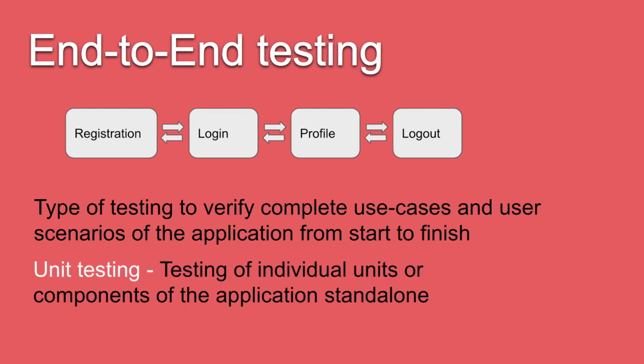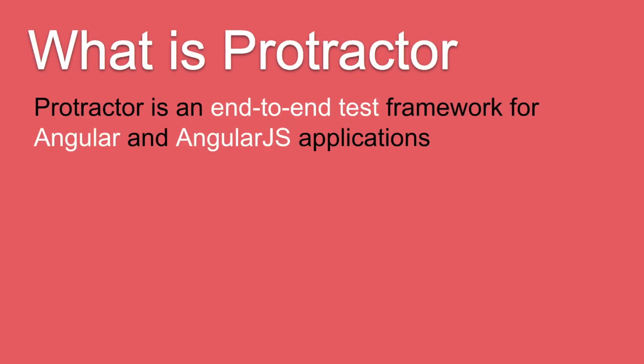Whereas if I talk about unit testing or component testing, it is for testing the individual unit or component of the application. For example, in this particular scenario, if I just take the registration module and write test cases only for the standalone module, it will be unit testing. So now we know Protractor is for end-to-end testing.